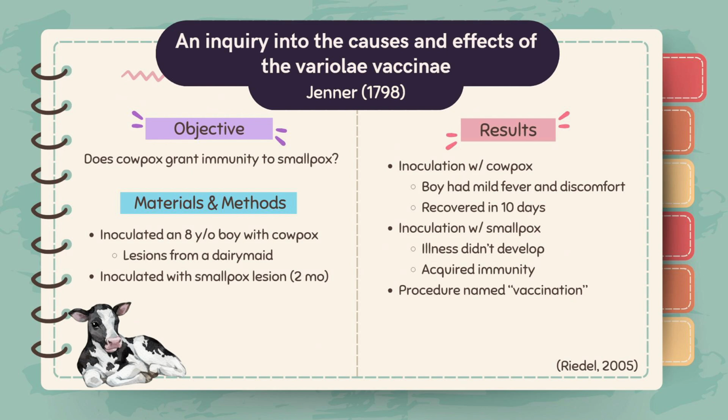His objective was to see if cowpox gives immunity against smallpox. To test this, he found a dairymaid named Sarah Nelms who got cowpox from her cow named Blossom.